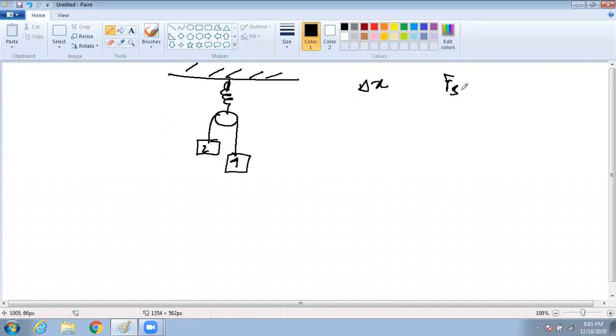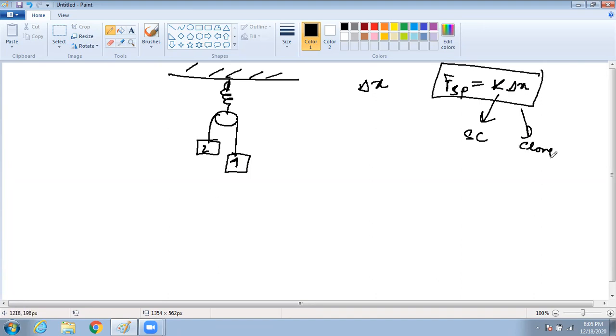We studied yesterday F_sp is equal to K into delta x. Yes or no? What is K, Pritham? Spring constant, sir. And what is delta x? Elongation or compression, or extension, anything you can say. And what is F_sp?